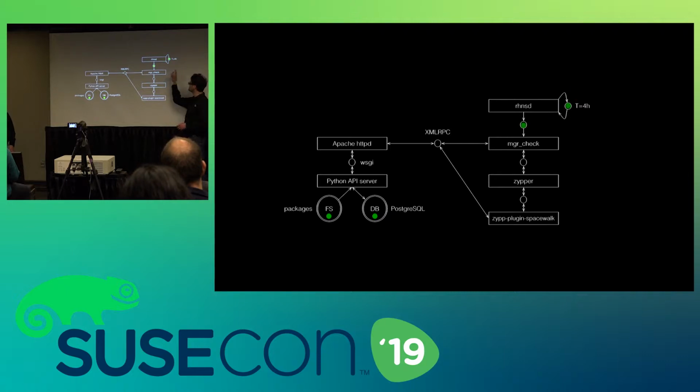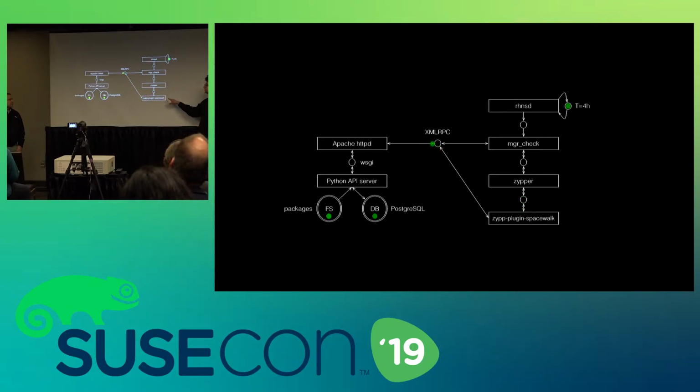Here, RHNSD is activated. That activates mgr-check. It checks through the XML-RPC API to the Python server if there's anything to do. It's fetched from the database, encapsulated in an XML-RPC message, goes back to mgr-check. Now mgr-check knows there is something to do. And in particular, it's a package installation. Well, if it's a package installation, it needs to go to zypper, sends a message to zypper.